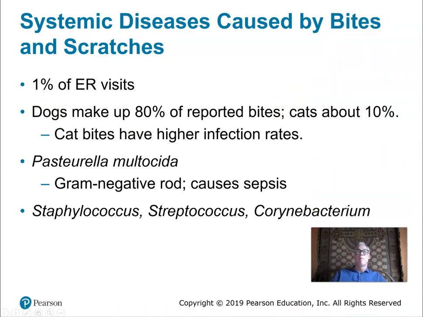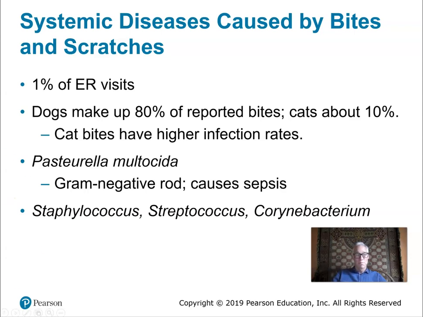Systemic diseases caused by bites and scratches. Quite a few ER visits are by people that have been bitten by dogs and cats. Dogs account for 80% of all reported bites. In their saliva is Pasteurella multocida, a very aggressive gram-negative bacillus that causes sepsis, gets right into the tissues and starts to grow.